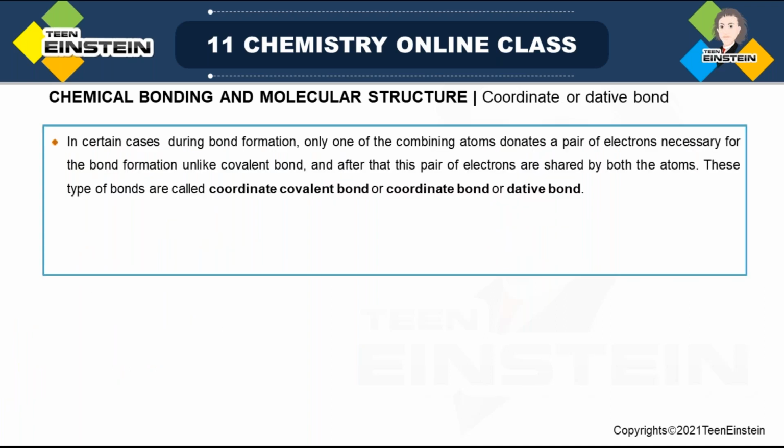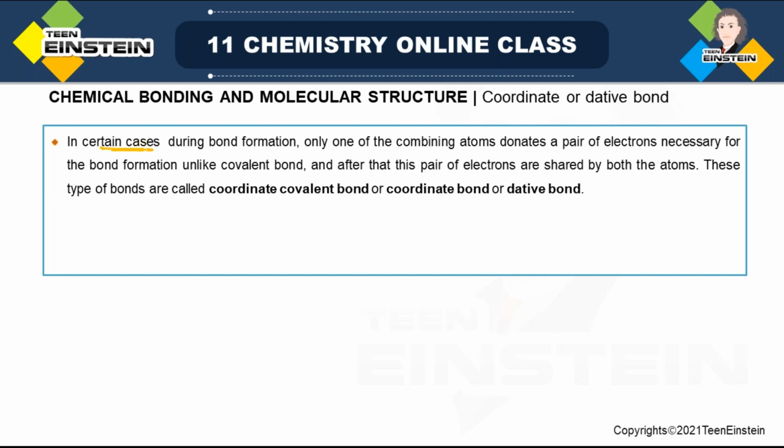So next we will see coordinate bond or dative bond. We already know what is ionic bond and what is covalent bond. In covalent bond, there is proper sharing of electrons, and in ionic bond, one atom is completely donating electrons and another atom is completely accepting electrons. So that is the difference. Now coordinate or dative bond is a third type of bond, though this is not so common like covalent and ionic, but still we have to know this. So what is this type of bond?